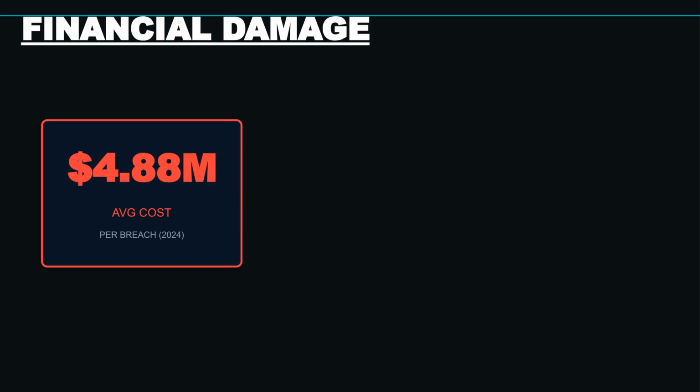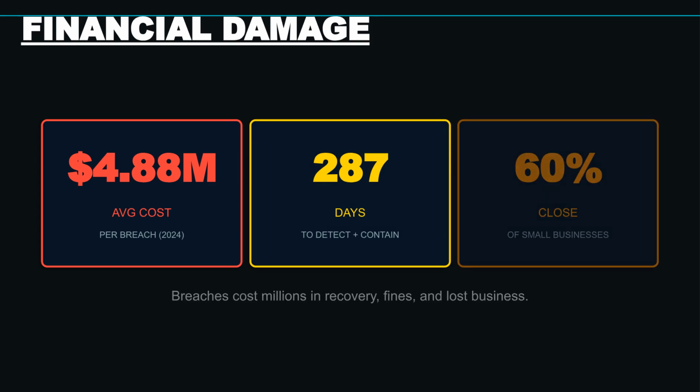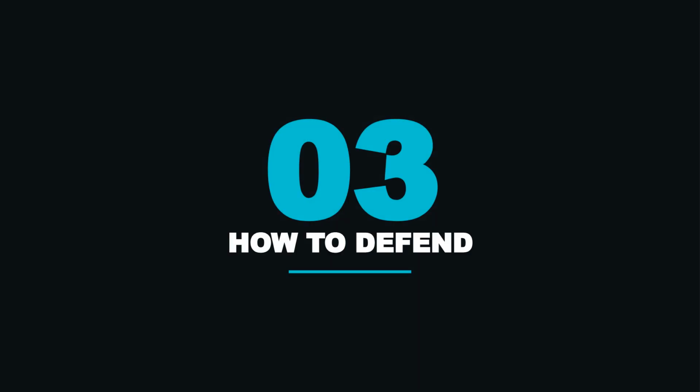It takes an average of 287 days to detect and contain a breach, and 60% of small businesses close within 6 months of a major cyber attack. The damage affects everyone. Customers suffer from identity theft, companies face fines and disruption, reputations are destroyed, and legal penalties can be up to 4% of revenue. Next, we will focus on the practical steps you can take to defend against data breaches.